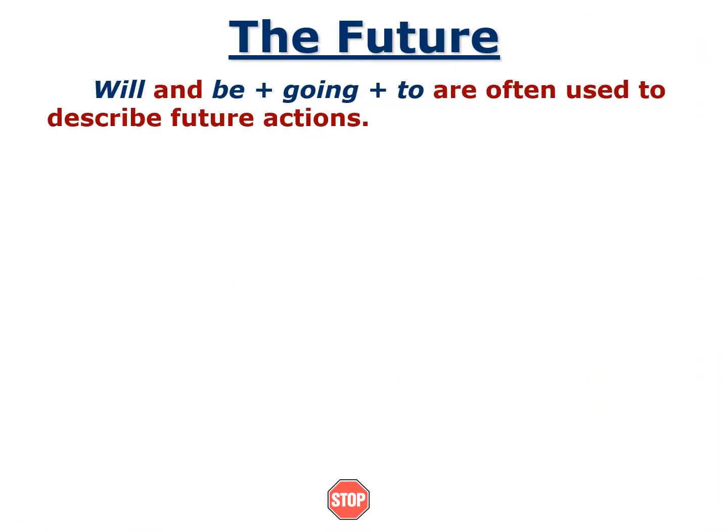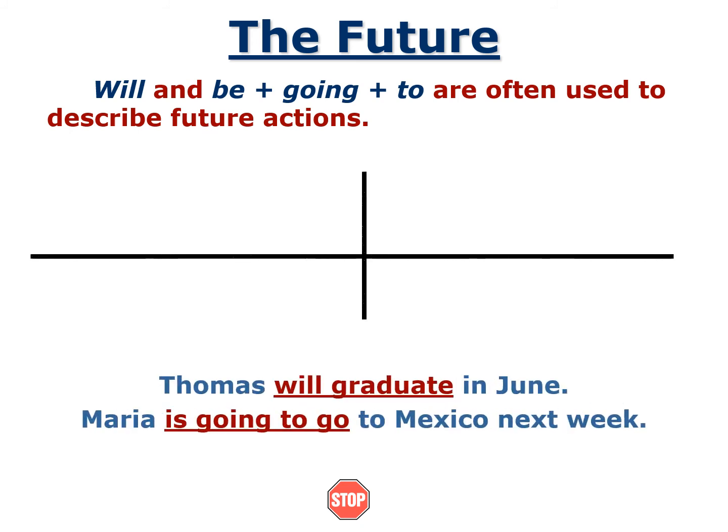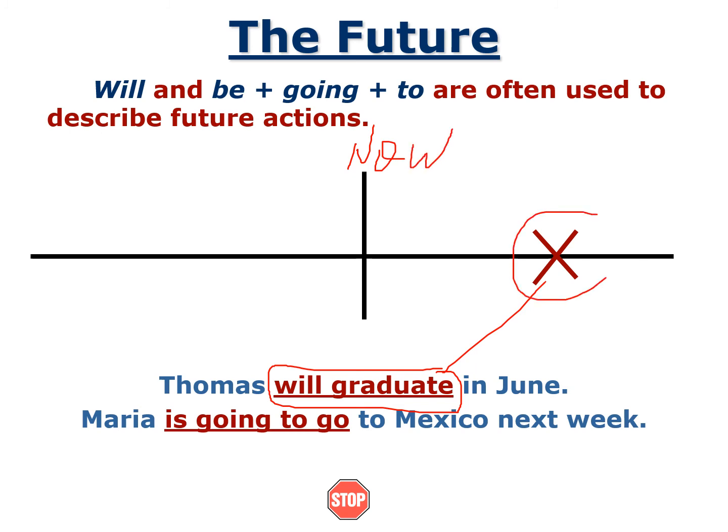Now let's move to the future. We use will and be going to, which are often used to describe future actions. Thomas will graduate in June. This will happen in June. Now this is now. This is the time of speaking. So this is in the future.